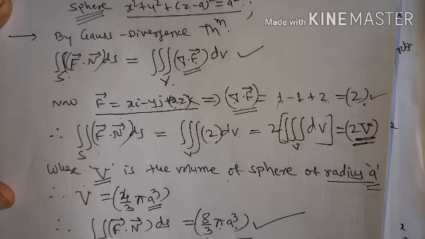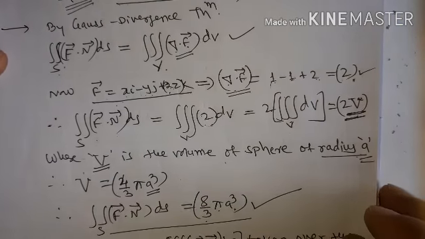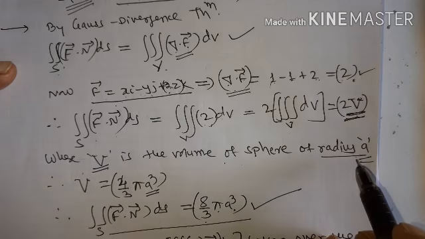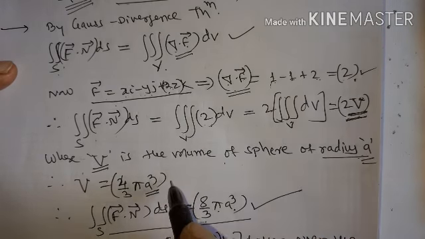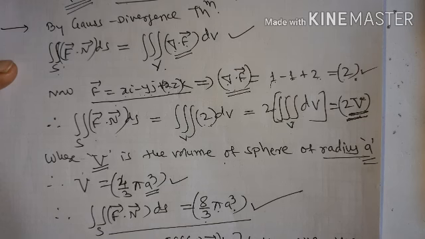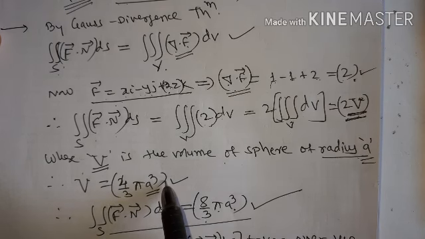Instead of evaluating the triple integral with the help of limits, it is very simple to solve in this way, because V is the volume of a sphere of radius a. The volume of a sphere is given by 4/3 pi r cubed. R is here a, so it is 4/3 pi a cubed.